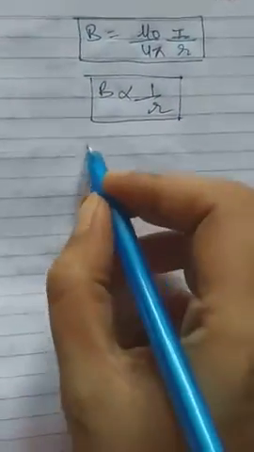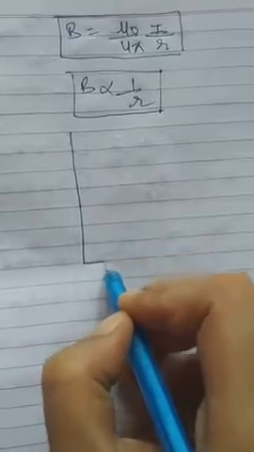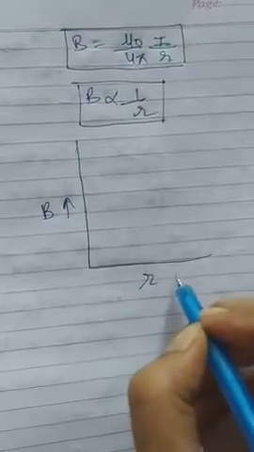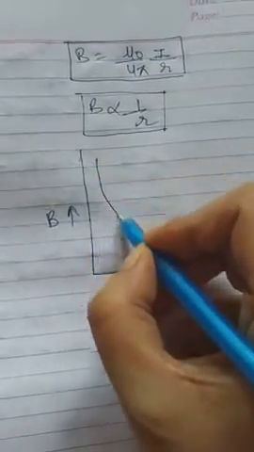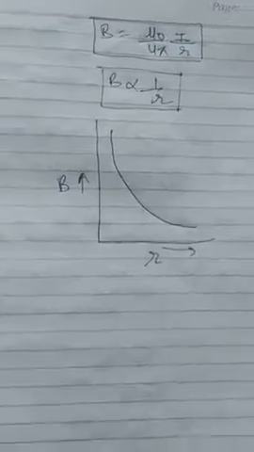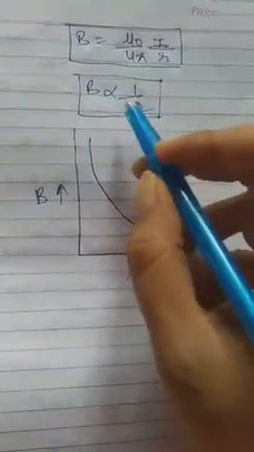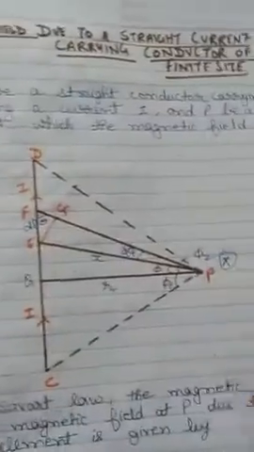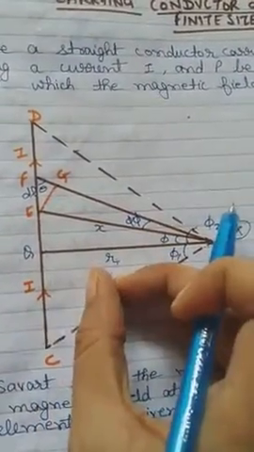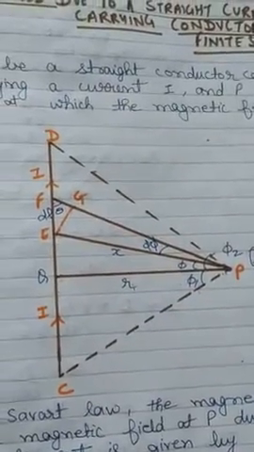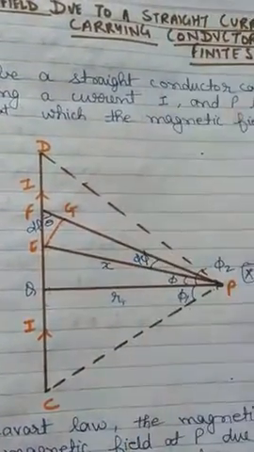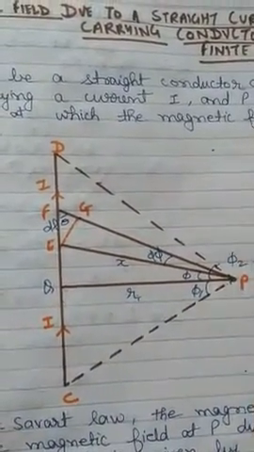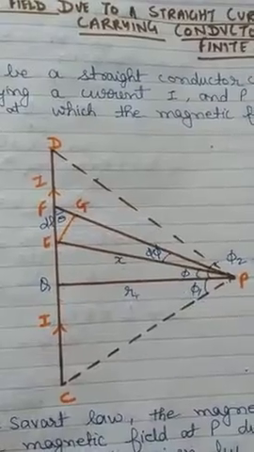And if we draw a graph between the magnetic field and the distance r, how the graph will be? So it will be a decreasing graph. So that means when r will decrease, B will increase. Here you can see that when this value r will decrease, the value of magnetic field will increase. That means when the point P is close to the conductor, the magnetic field will be strong. When the point P is far away from the conductor, the magnetic field is weak.